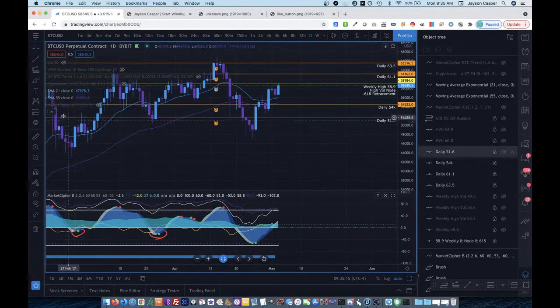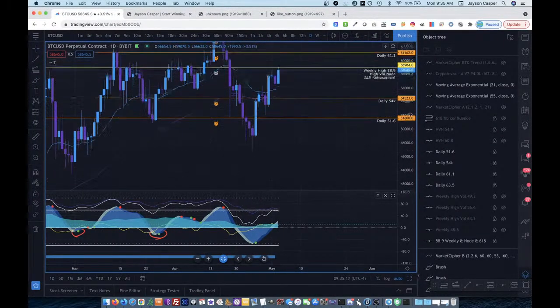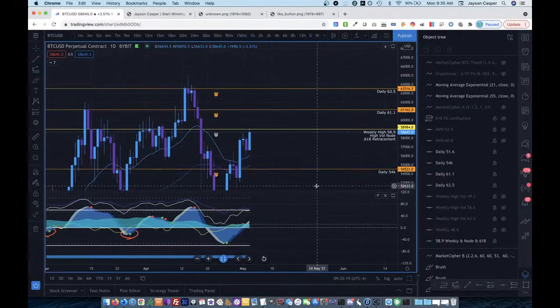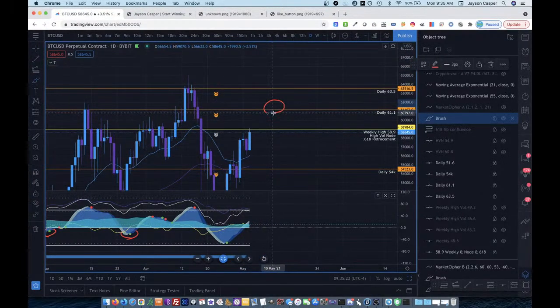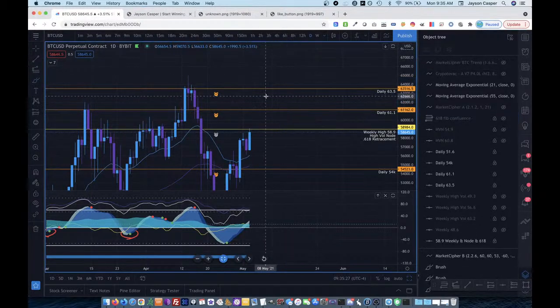And if we are able to get above this resistance, guys, then my targets are, firstly, the 61K level, and then secondly, the 63.5 level. And again, I think there's a lot of confluence at these levels as well. If we can get above 63.5, then I think we're going to see an all-time high.